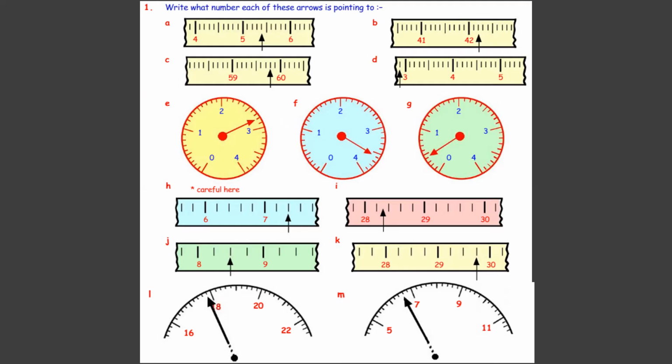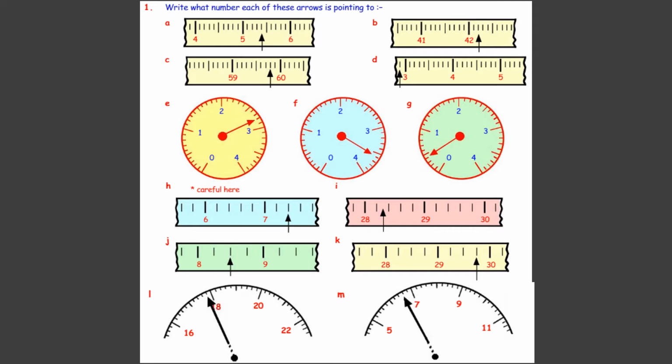Okay, now here is question 1, and your job is to just write down what the arrow is pointing to. And as it goes on, it gets slightly trickier. Now, it's not very clear here on YouTube, so I'm going to suggest, of course, that you do it with the attachments on Seesaw, because you'll be able to see those much better. And if you're looking at them on screen, you can obviously make them bigger, which you can't do here.